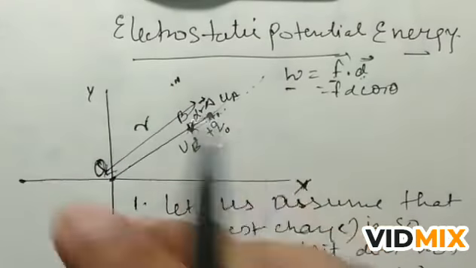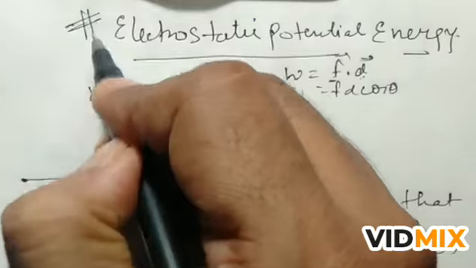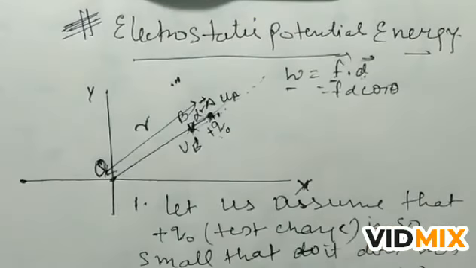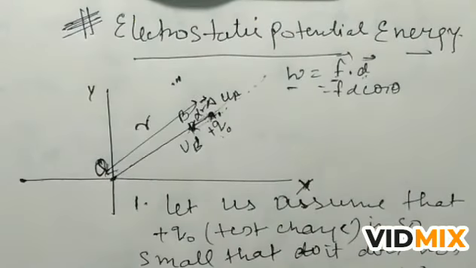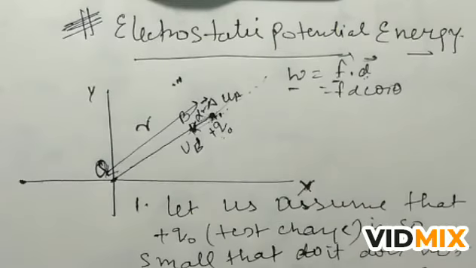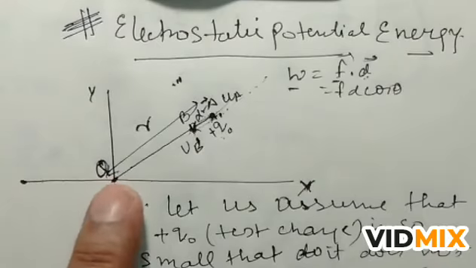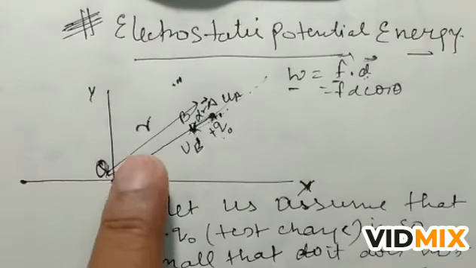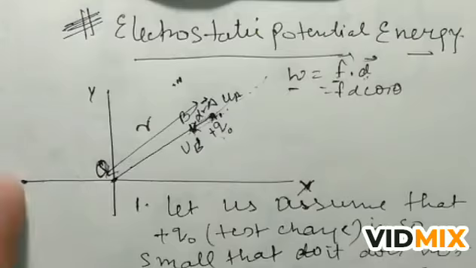Electrostatic potential energy. This is a very important topic of the chapter, potential, electrostatic potential. Now I think everyone can understand what electrostatic potential is. This is a charge at the origin, and due to this charge, an electric field is there around it.